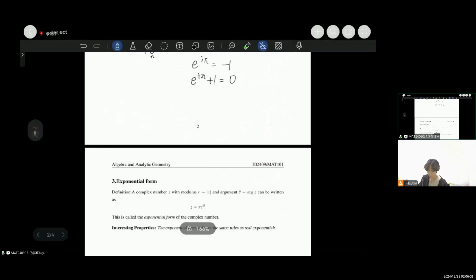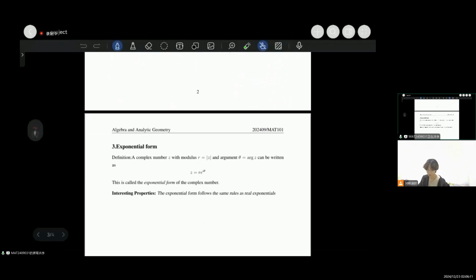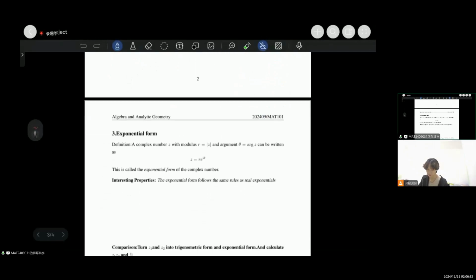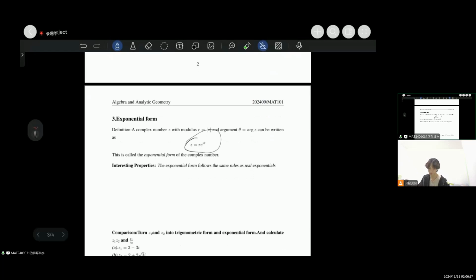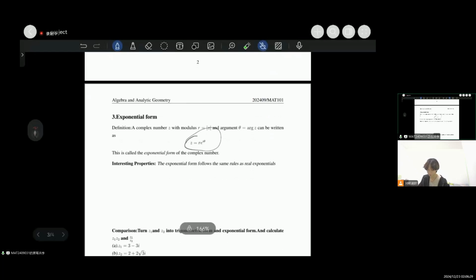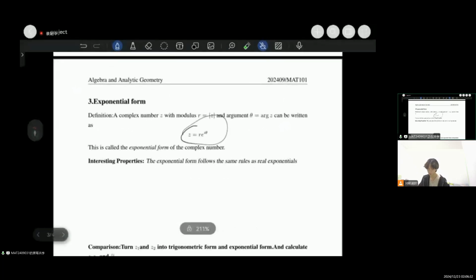And now we will talk about the exponential form. And here is the definition. A complex number z with a modulus r equals to |z| and argument theta can be written as this form. And here are some interesting properties about exponential form. That is, the exponential form follows the same rules as real exponentials.